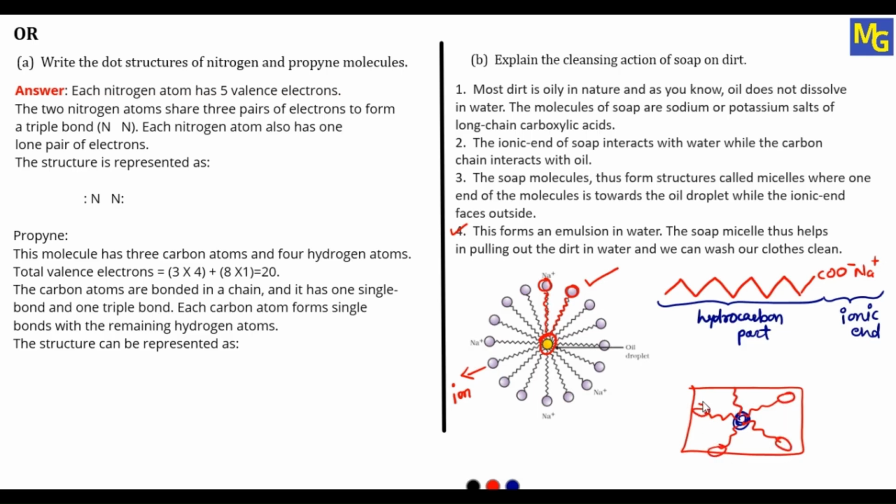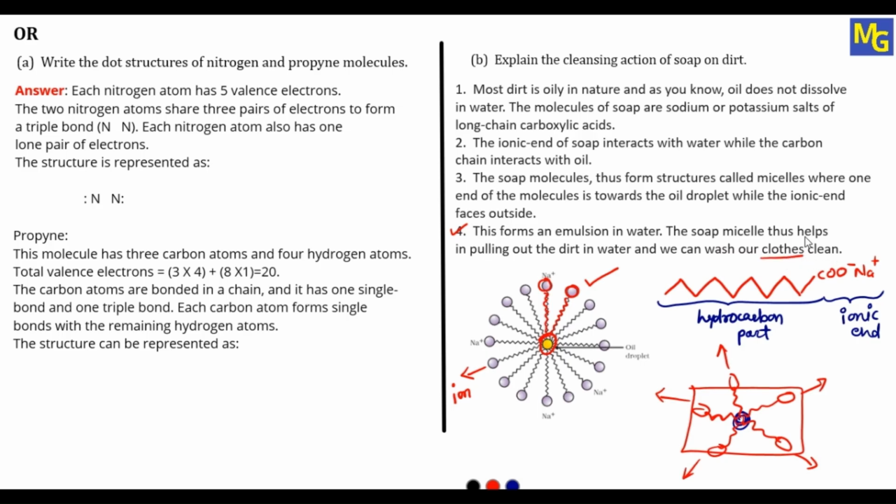The hydrocarbon part of soap will mix with the dirt and it will get dissolved. And when the ionic part is pulled by the water like this, this hydrocarbon part will take the dirt itself and come out. And in this way, with the help of this, the dirt will be removed from this cloth. Like this, we can clean the clothes. So this is the cleansing action of the soap.